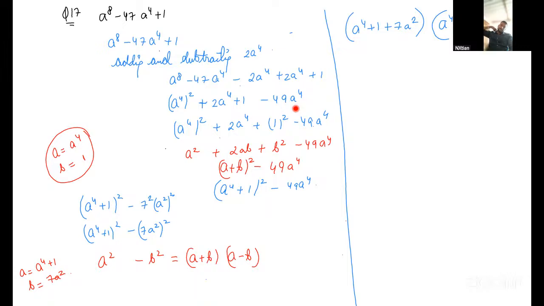This one didn't understand anything. But sir, it's 47a power 4. How did it become 49 power 4? See na? 47a to the power 4 and minus 2a to the power 4. Are they like terms or not? Yes. If they are like terms, we can add them. So that's why I add them. And why do I add them? Because they are the same sign. And if the same sign is there, we have to add.